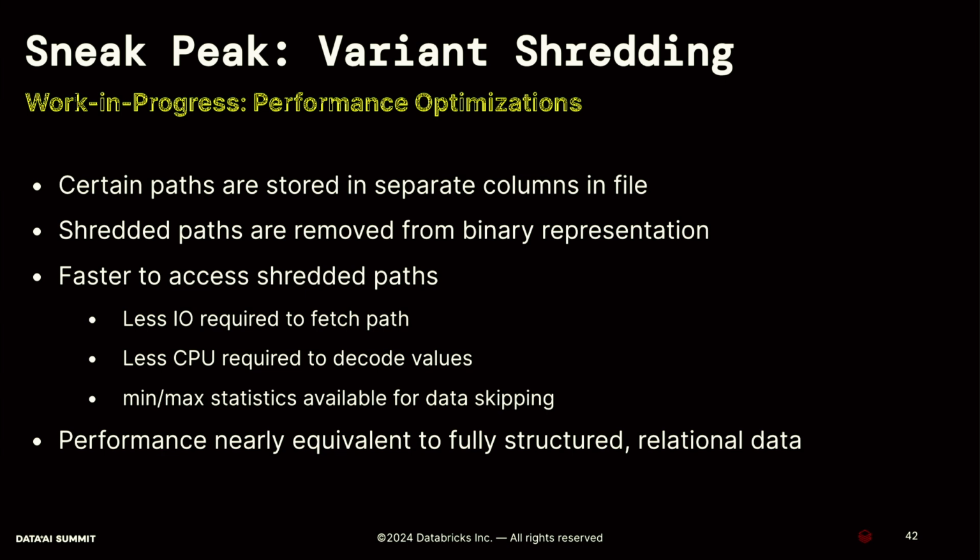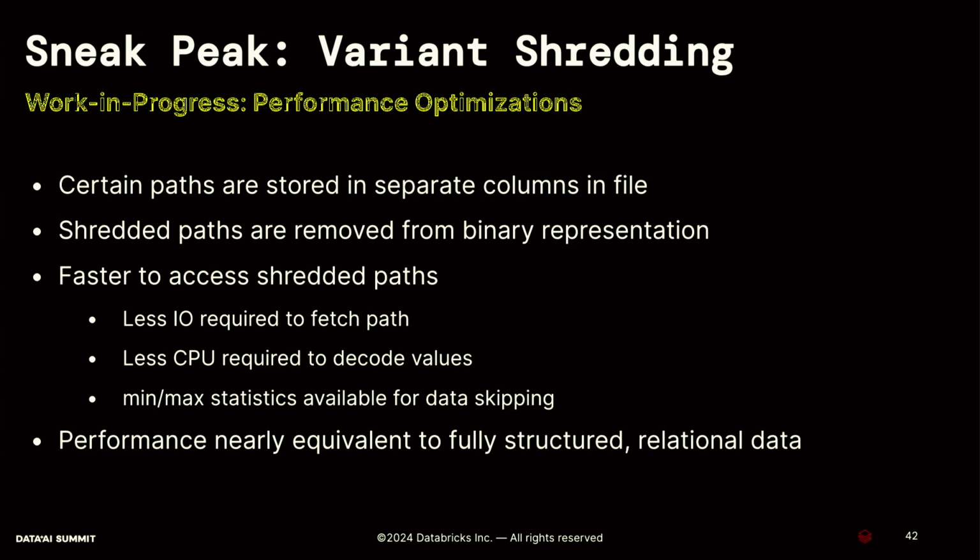Variant shredding is a concept where we take certain pieces, certain paths from the variant binary, and store them in a separate column in the file. While doing so, we actually remove that piece of data from the variant binary and put it in the separate column. By doing this, we can further improve the performance.